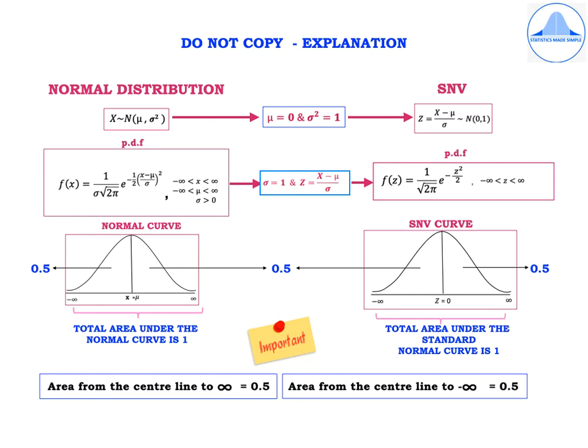You know that x follows normal, and within brackets the parameters are mu and sigma square. So for a normal distribution, there are two parameters, that is mu and sigma square. And in the next line, you see that we have written the PDF, that is the probability density function, which is f of x equal to 1 by sigma root 2 pi e to the power minus half, x minus mu by sigma, the whole square.